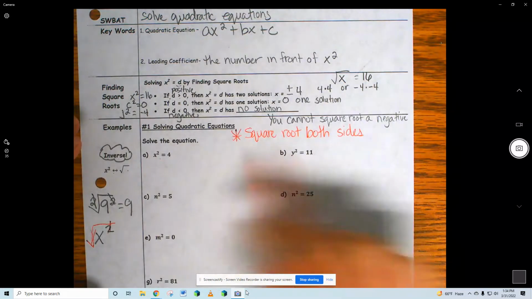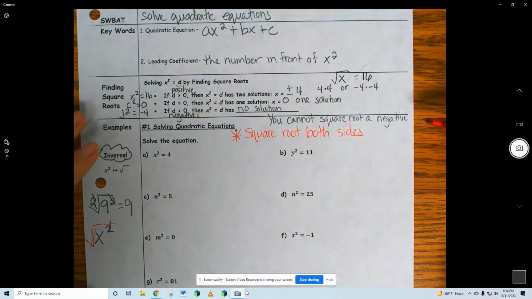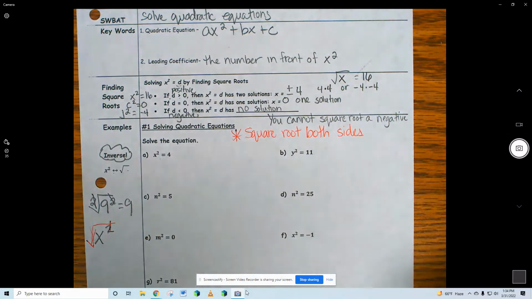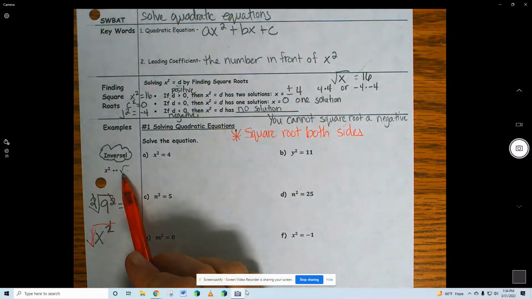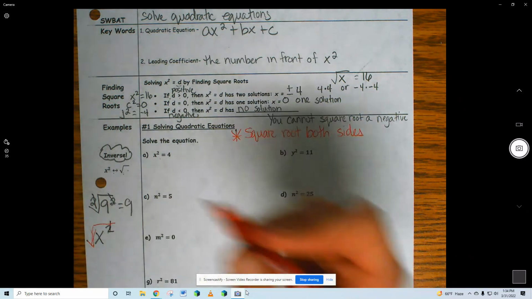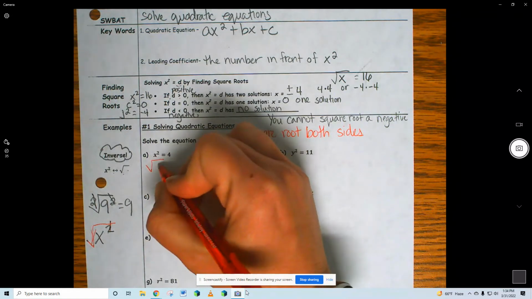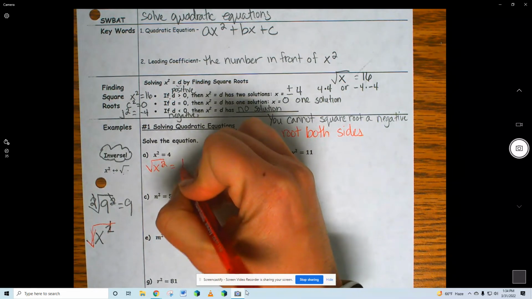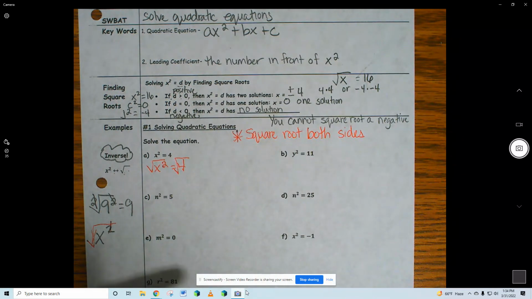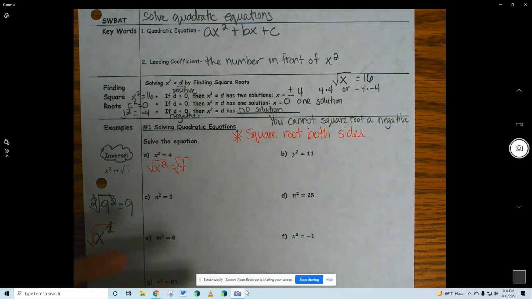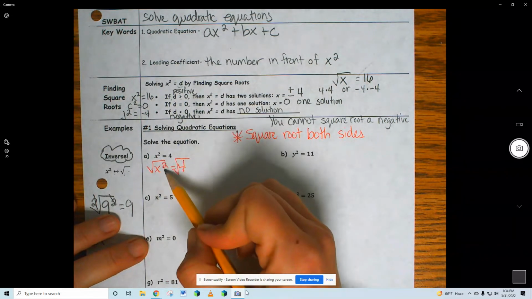What's the whole big idea today? What am I doing? What's the inverse of x squared? What did I say it was? The square root. So if I square root both sides, the square root of x squared and the square root of 4, the square root and the 2 cancel out.